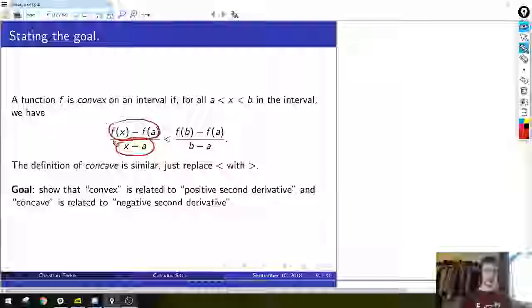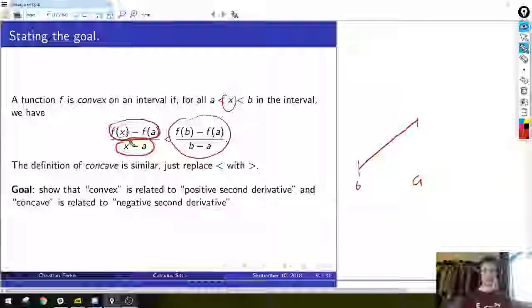in principle, this is related to how quickly f is increasing on this interval, right? Because you're comparing the difference. I mean, it's literally a slope, right? This is a change in y over change in x related to your input point x. And this thing is, again, another slope. It's a change in y over change in x, but between the endpoints b and a, right?